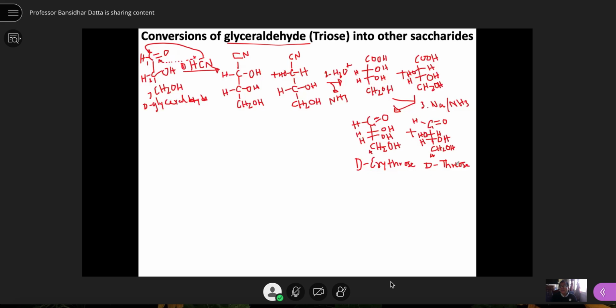That's right. So carbon number 3 converted to carbon number 4 because of the cyanide group and all those reactions. The first one is called D-erythrose, and the second one is called D-threose. Everything okay? So write down the names, okay? The names are given as they are.